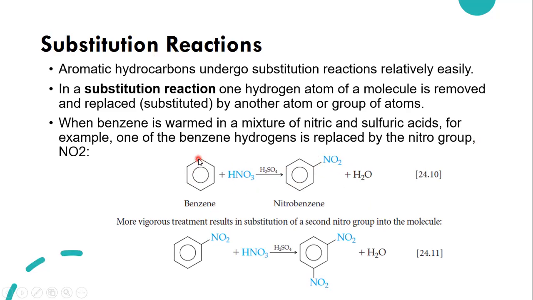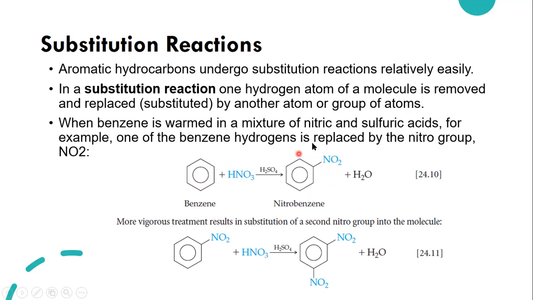So if we write benzene structurally, every corner of the benzene contains carbon, and every carbon has a hydrogen. So we have C, C, C, C, C, C. In your benzene, one hydrogen of that carbon is replaced with a nitro group, NO2.